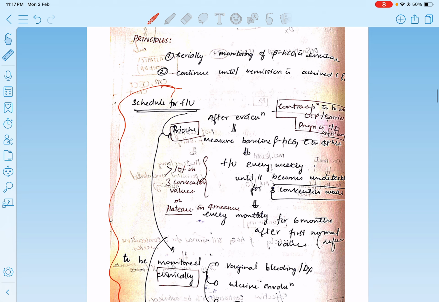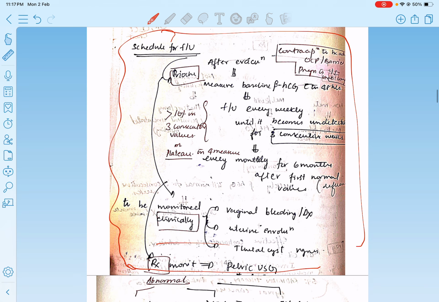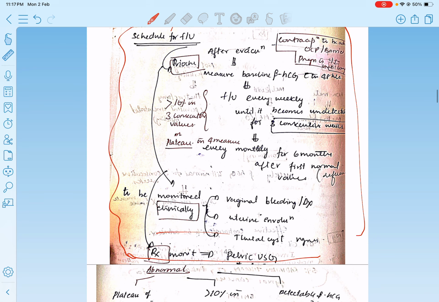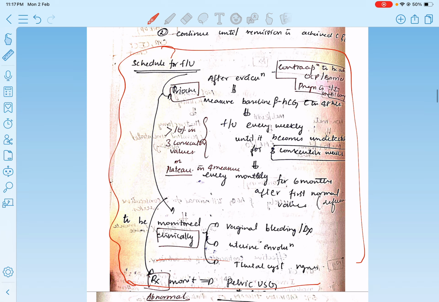So while writing follow-up, you have to write about 3 things: biochemical follow-up, clinical follow-up, and monitoring the treatment protocol which you have issued. Clinically, obviously I have to ask about whether she's having any vaginal bleeding or uterine involution, and biochemically as well. You also have to address contraception, that she should not conceive because she's already going through the GTN spectrum. And again you have to talk about contraception and the OCP barrier.